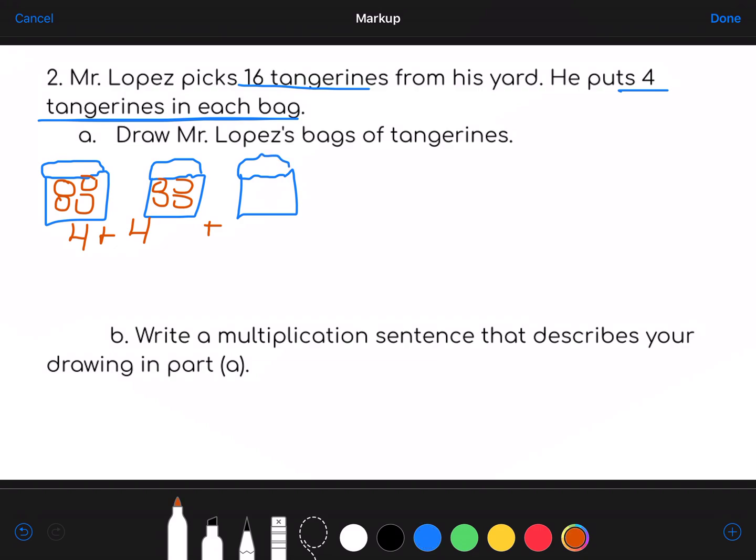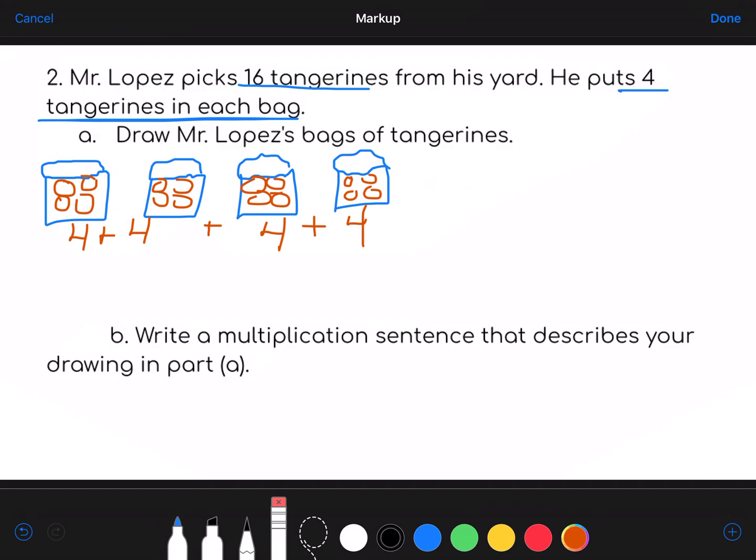Here's another bag. Then I put my 4 tangerines inside. Do I need to draw another bag? Yeah, we do, because this is only 12 tangerines, and he has 16. So let me draw another bag and put 4 tangerines inside, right? Do I need to draw another bag? No, I don't need to draw another bag because I have 16 tangerines already. If I draw another bag, I don't have any tangerines to put in it. So we'll get rid of that.